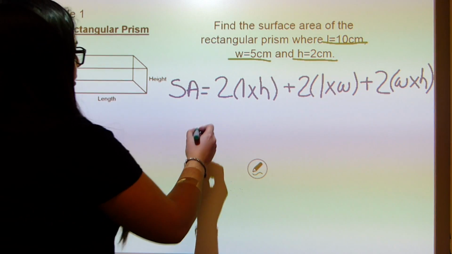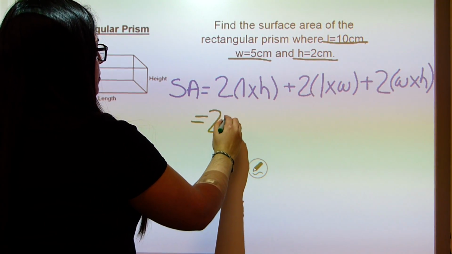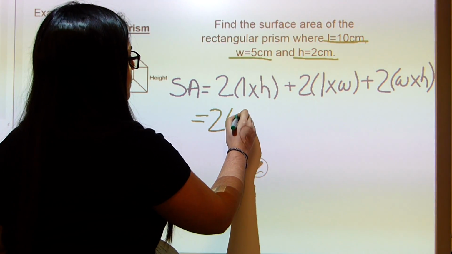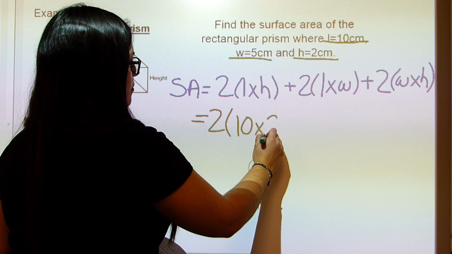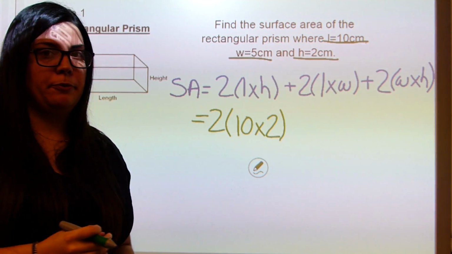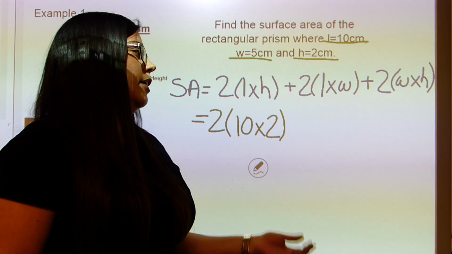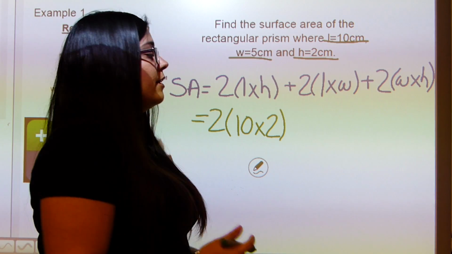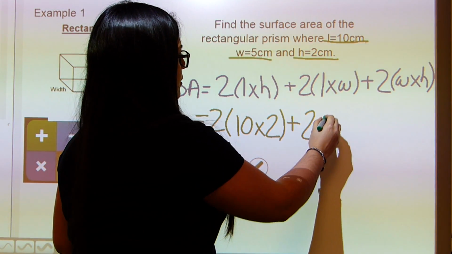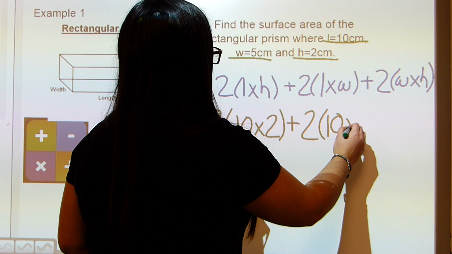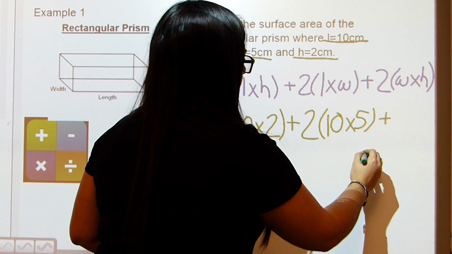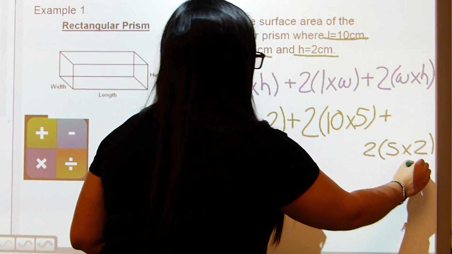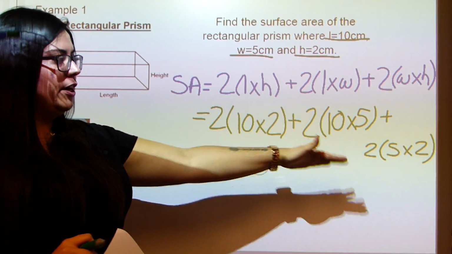So let's find the surface area. So we have 2, so length times height. So length is 10 and height is 2. Okay, so that's where those numbers are coming from. Pause the video right here and try and fill out the rest, okay? So once you've come back, this should be the rest of your formula. Okay, so for yours it'd be all one line, but I just ran out of room.